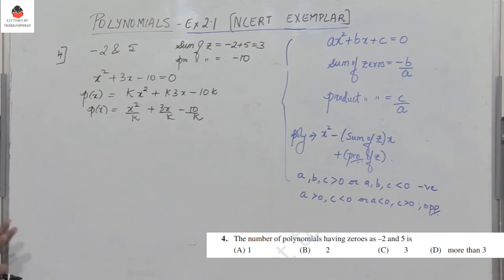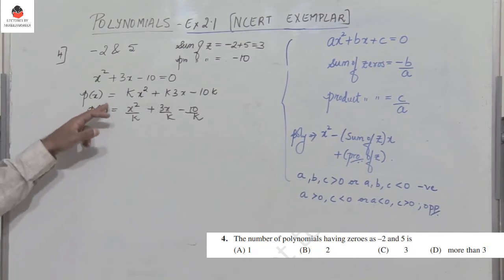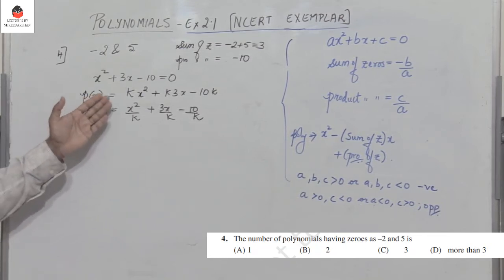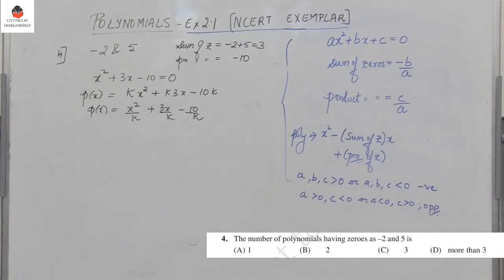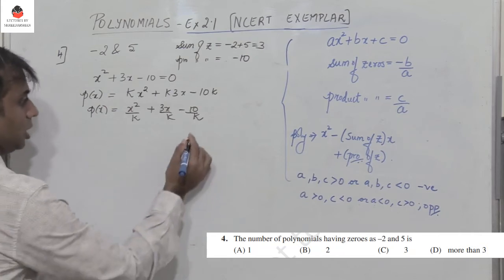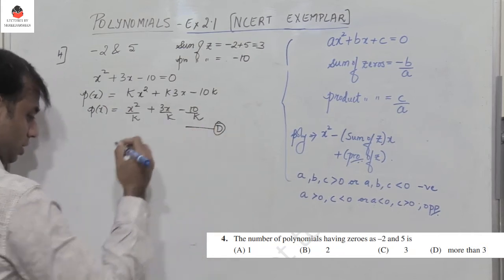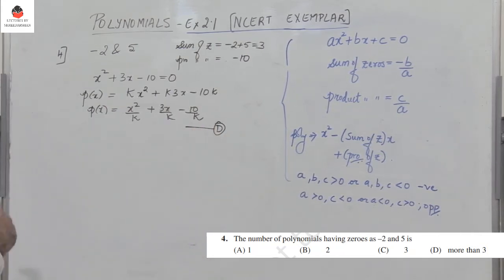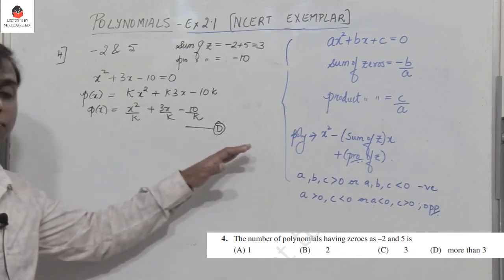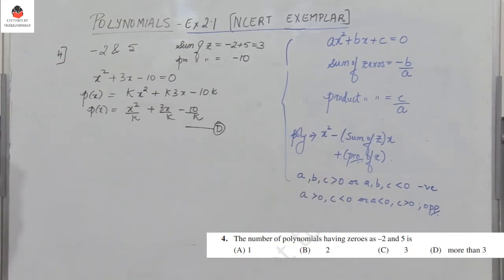So how many polynomials can I have? I can have infinite number of polynomials depending on the value of k. So therefore, you definitely have more than 3 here. So the right option is option D. So there are infinite number of polynomials and definitely you can have more than 3 polynomials, and the right option is D.